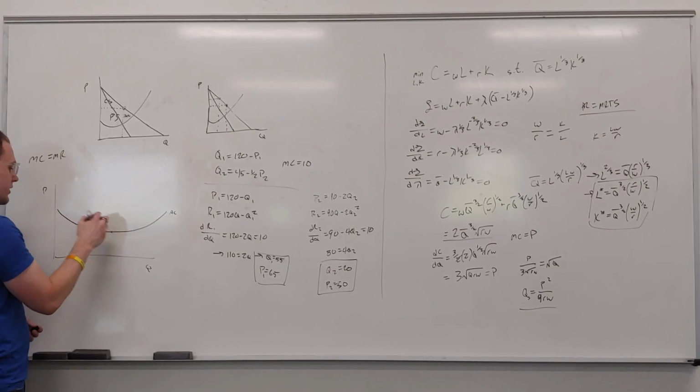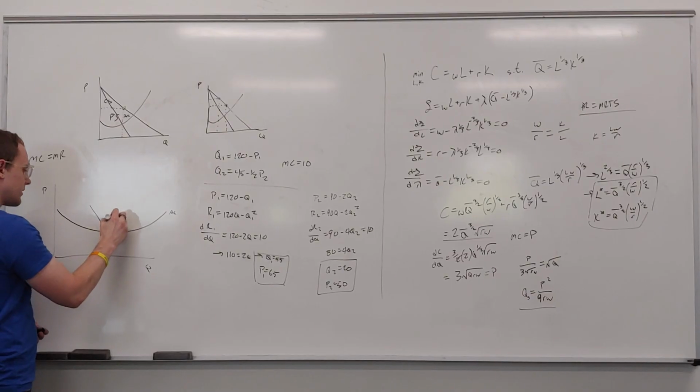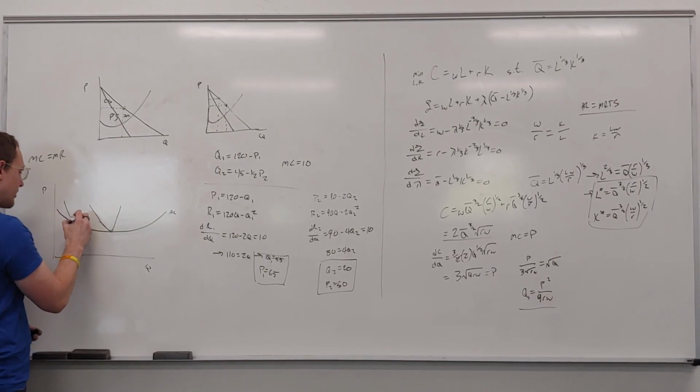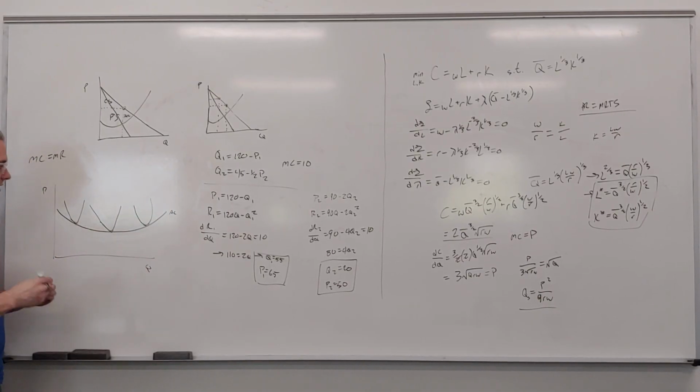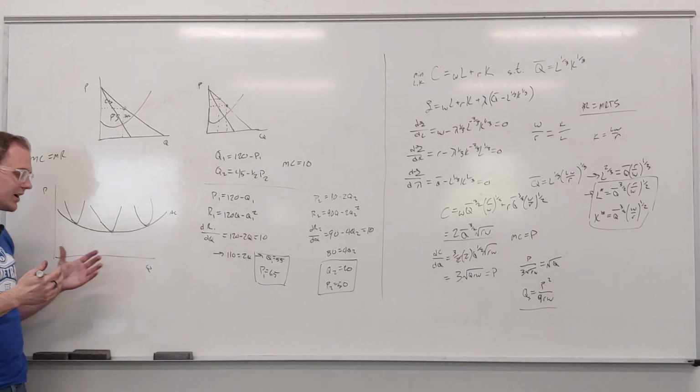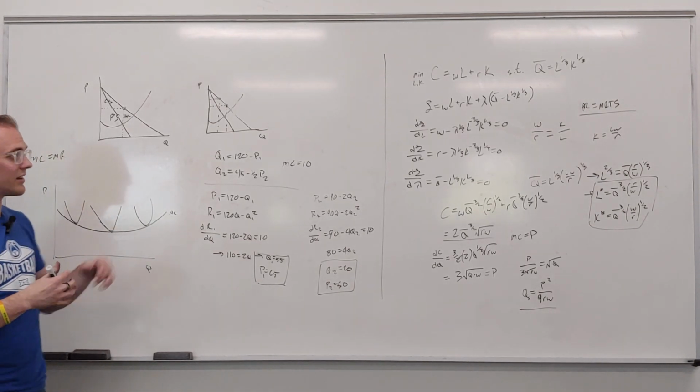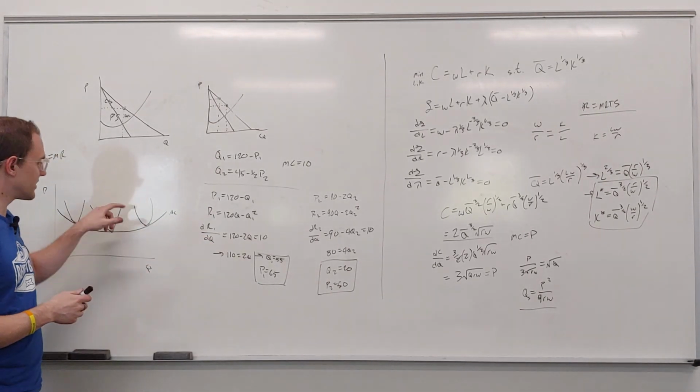But in the short run, your curves are going to be less elastic. They're going to look more like that. So here's a short run curve for that point. Here's a short run curve for that point. Here's a short run curve for this point, right? These are all short run curves because in these cases, we'll say that your capital is fixed. You can't change it.